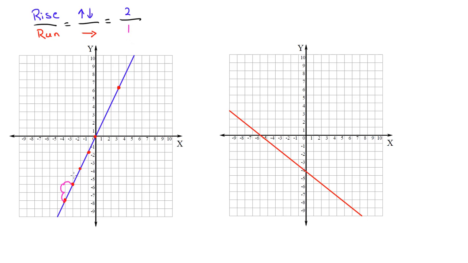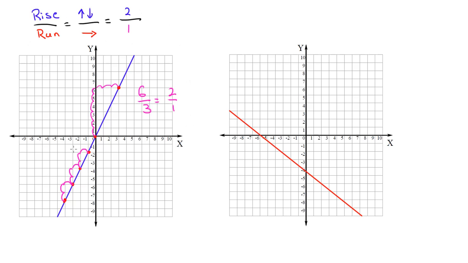And if I count here for the next point, I see that again, up 2 and to the right 1. And up 2 and to the right 1. So that is a slope of 2 over 1. Well, how about here, this big gap that I skipped here? Well, to get from this point to this point, I'm moving up 1, 2, 3, 4, 5, 6, and to the right 3. And that's still the fraction 6 over 3, which equals 2 over 1.